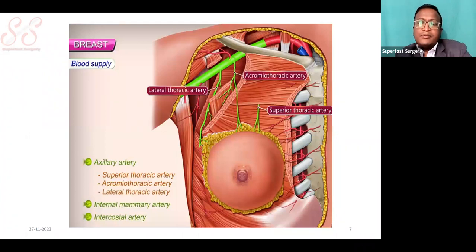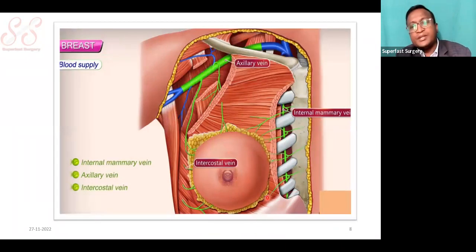Now, shortly we'll discuss the blood supply of the breast, because in the entrance exam they may ask all except. So these are the major vessels that supply the breast. The arterial supply is via the superior thoracic artery, acromiothoracic artery, and the lateral thoracic artery. These are the branches of the axillary artery. And medially we have the internal mammary artery, which gives rise to the intercostal artery, which also supplies the breast.